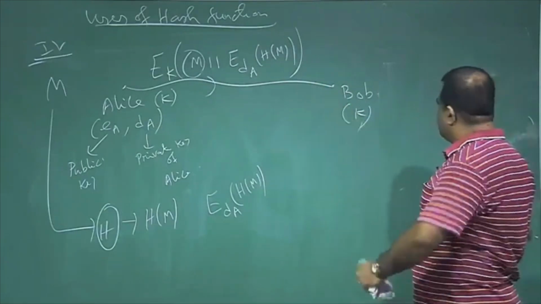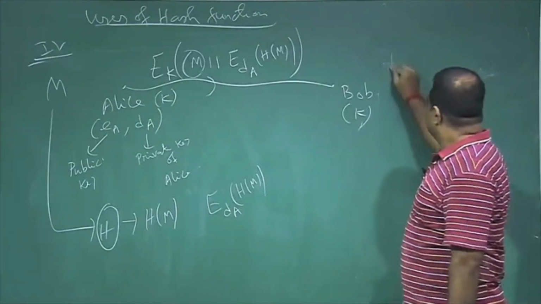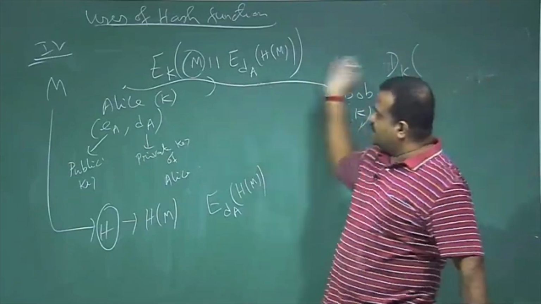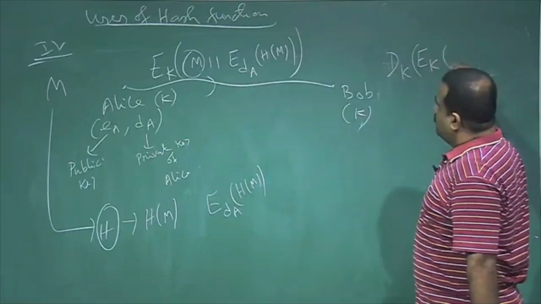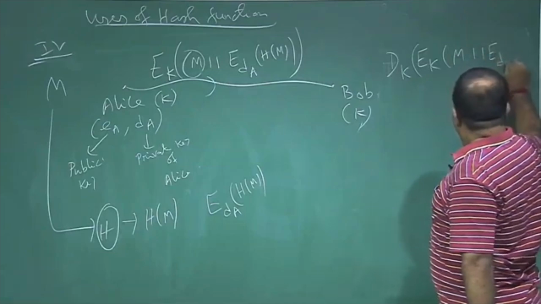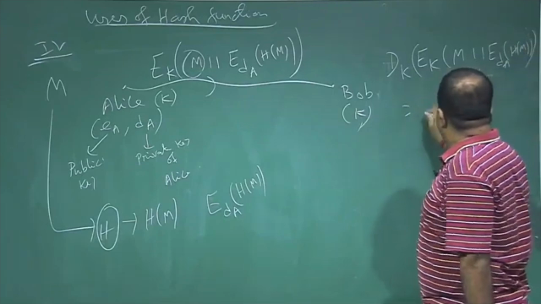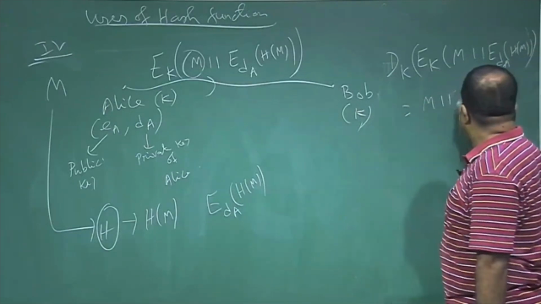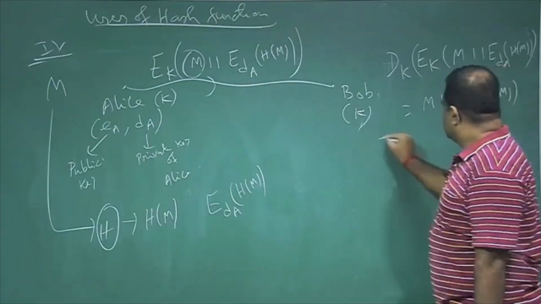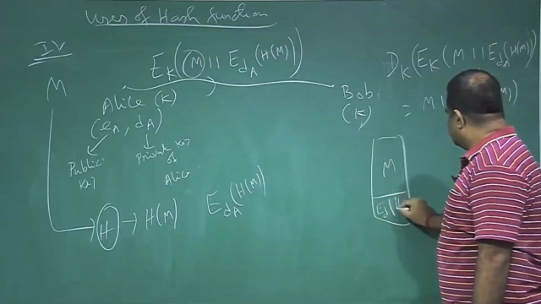Now, upon receiving this, what will Bob do? Bob also has this secret key K. So Bob will decrypt it first, D of K, the symmetric key decryption. If it uses AES, then AES decryption. So Bob is getting M along with E_D_A of H of M. This is the Alice signature.